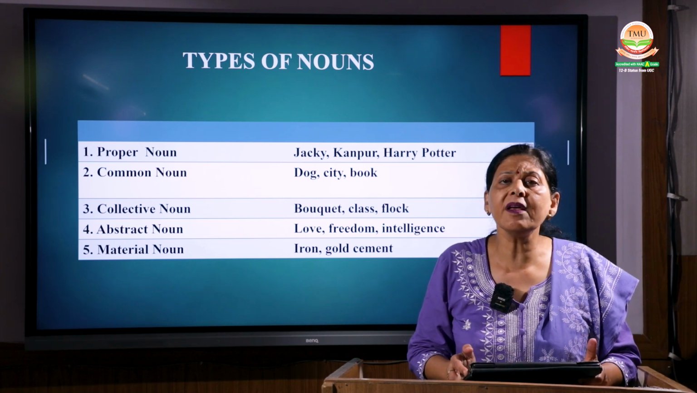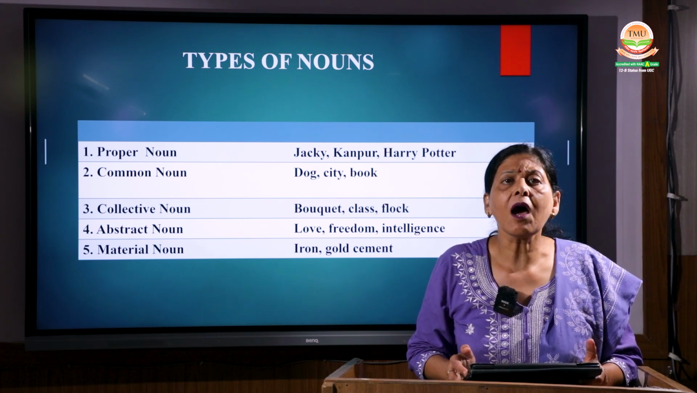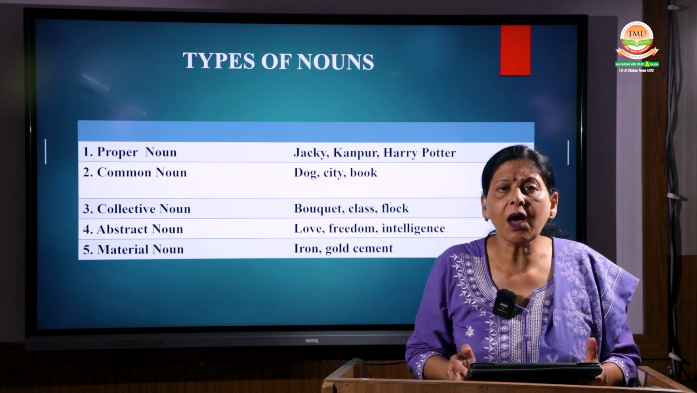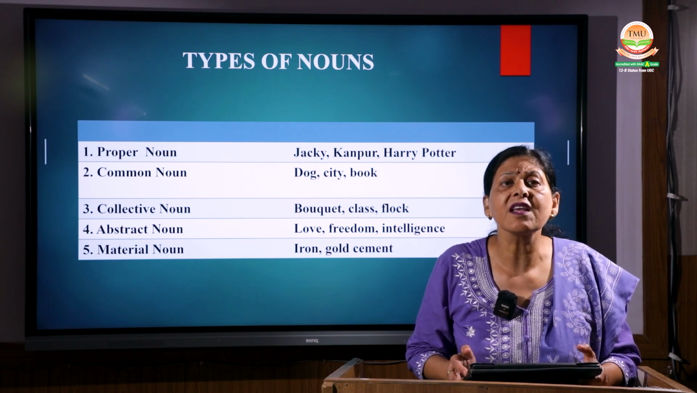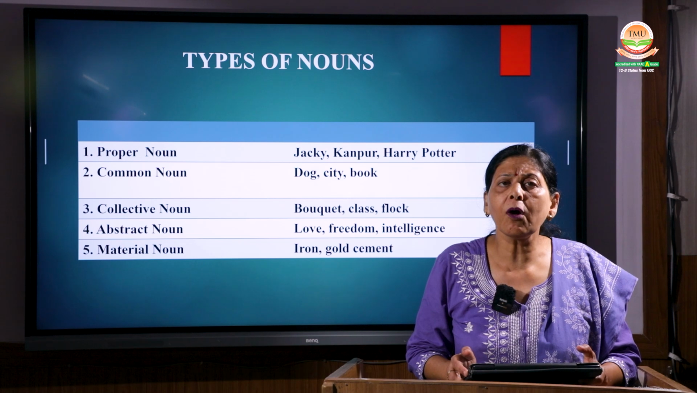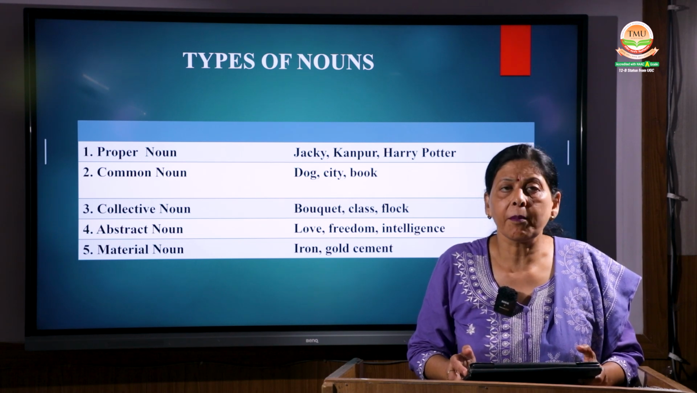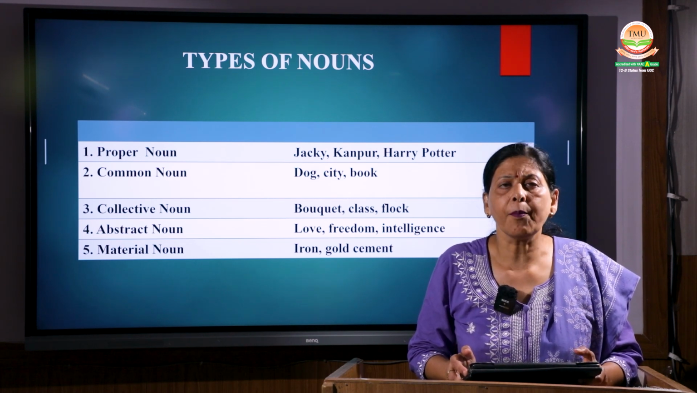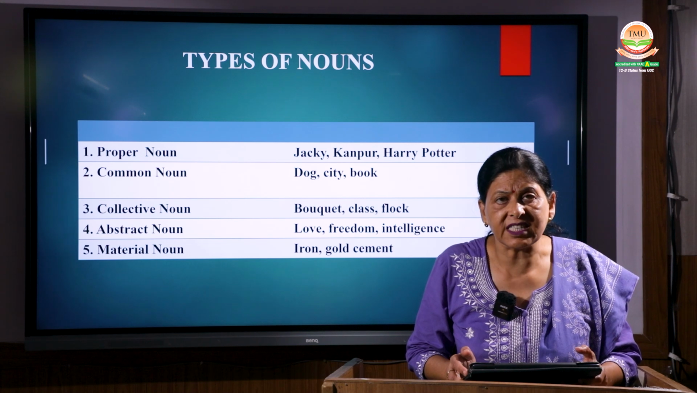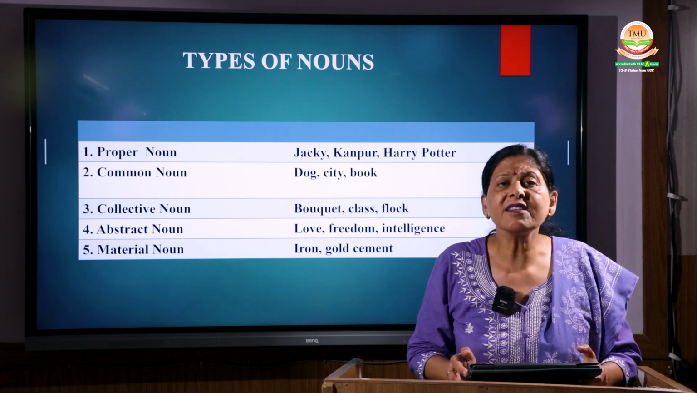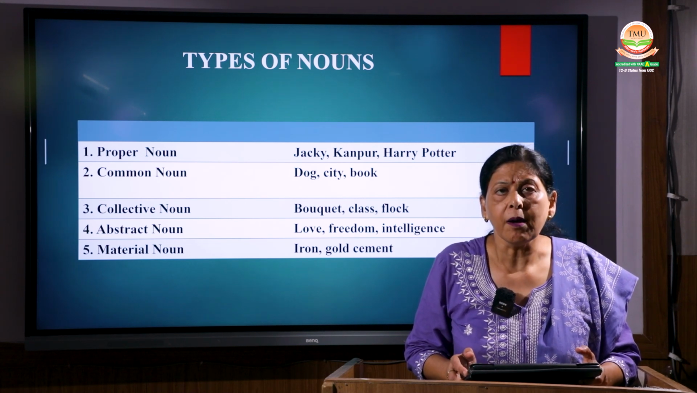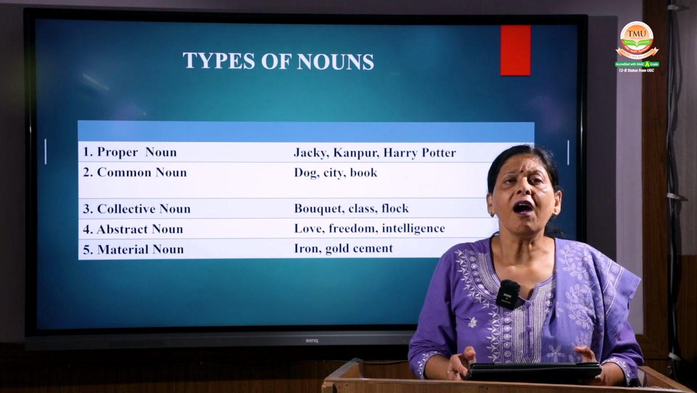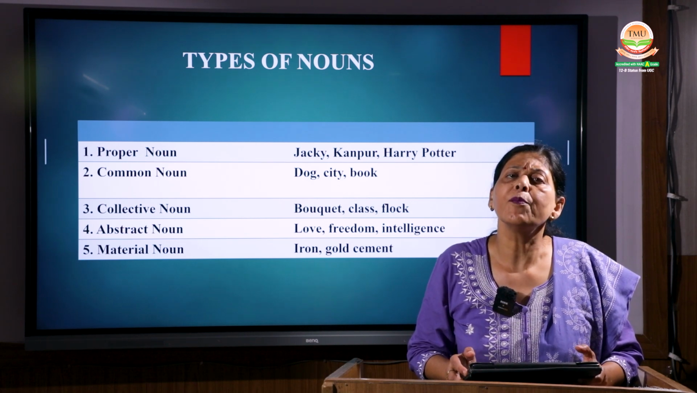The second example is city. City is a noun, right? City is a simple noun. We know that it is a place. But how does it become a proper noun? When I say Allahabad, Allahabad is a proper noun because that is the name of a city. London is a proper noun because it is the name of a place. So these come under the category of proper noun.